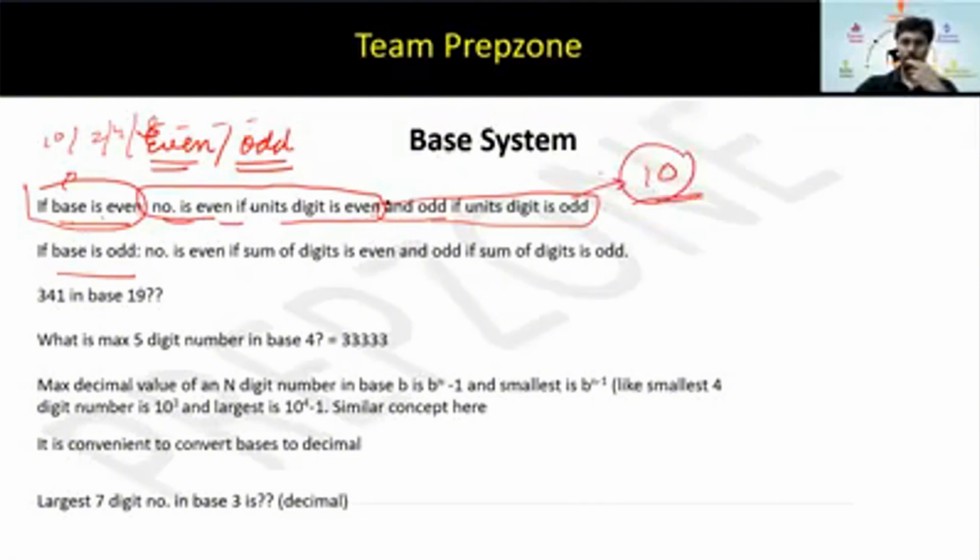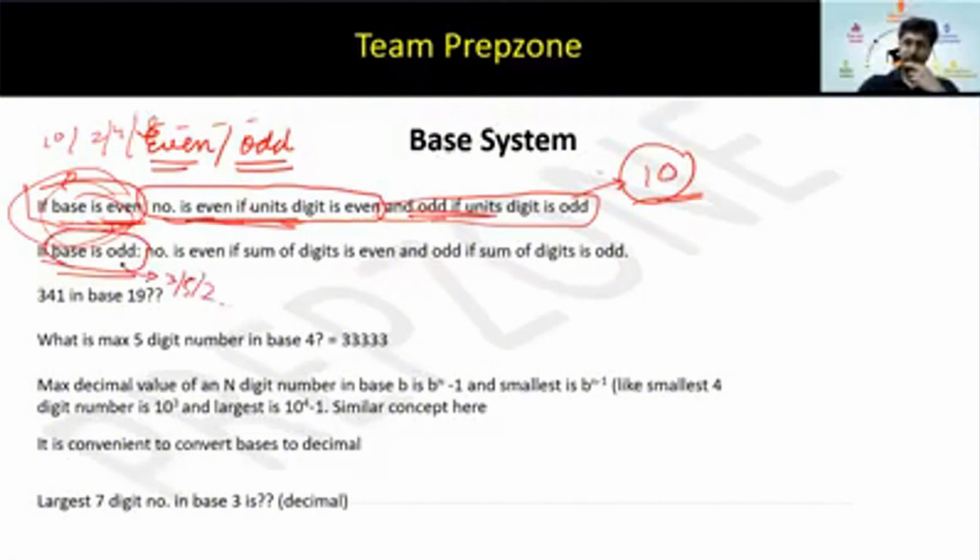When the unit digit is even, the number is even. When the unit digit is odd, the number is odd. This is what you do in base 10, right, guys? This is what is simply written here. If the base is even, then the parity of the number is decided by its unit digit.